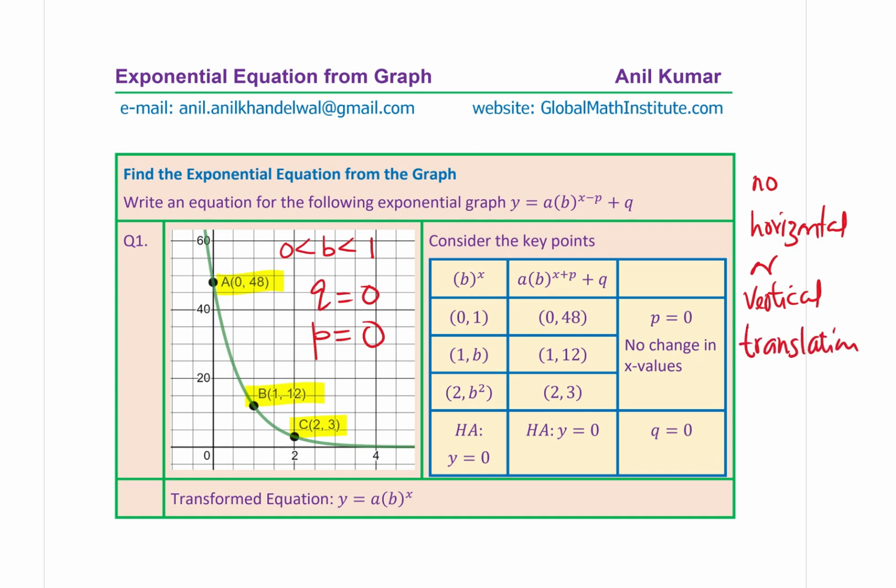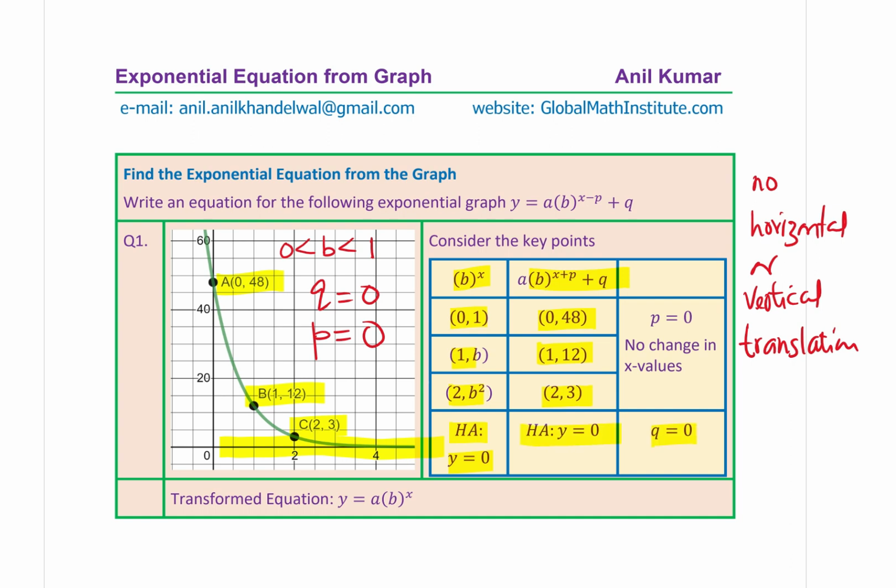And therefore, I could write P and Q as 0. So this is the data given to you. In general, b to the power of x will have the points (0, 1), (1, b), and (2, b squared), and a horizontal asymptote at y equals 0. Now, if we consider our transformed function, we are given the 3 points which are (0, 48), (1, 12), and (2, 3). The horizontal asymptote is still y equals 0.